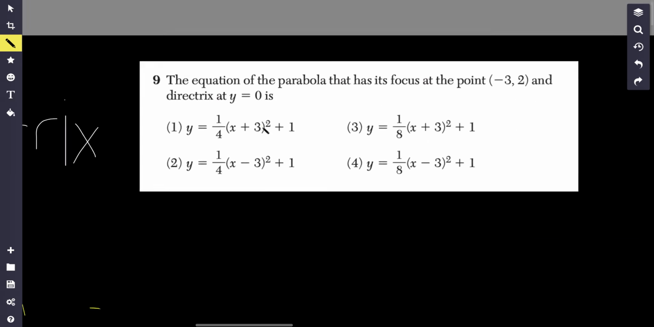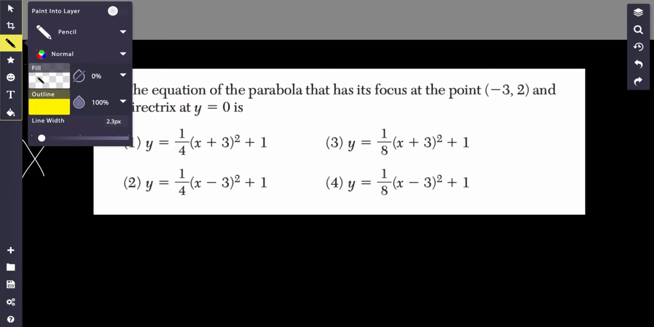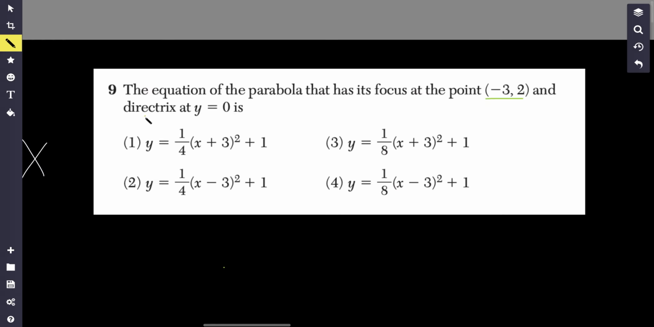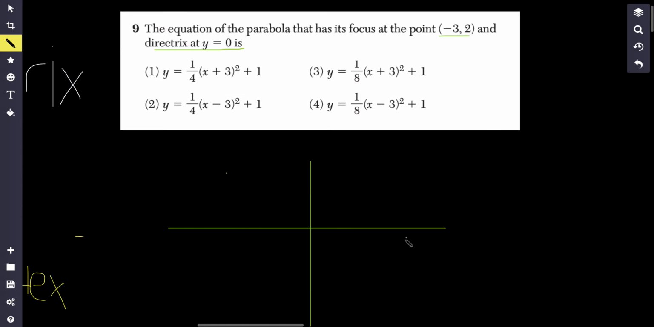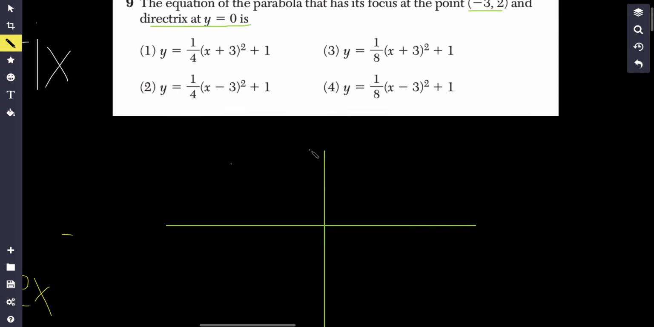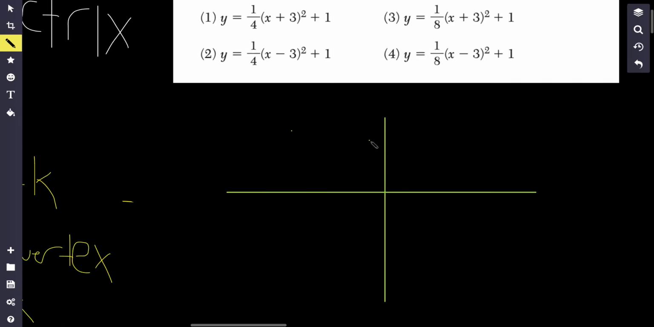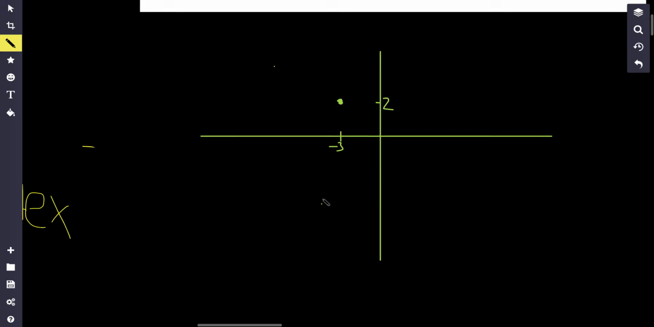So, let's just do a quick practice problem. What is the equation of a parabola that has its focus at the point 3 comma negative 2 and the directrix at y is equal to 0? Basically, what this question is asking is, imagine we have our point, our focus, right over here, located at negative 3 comma 2. And our directrix is at y is equal to 0.